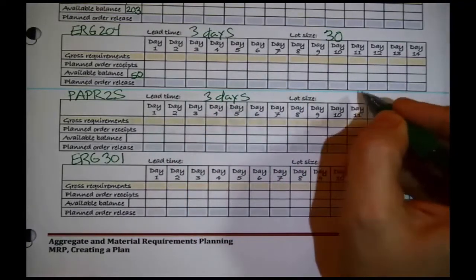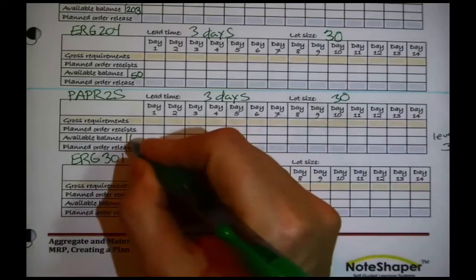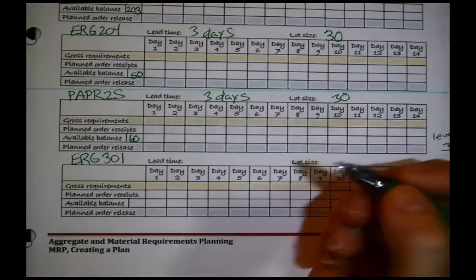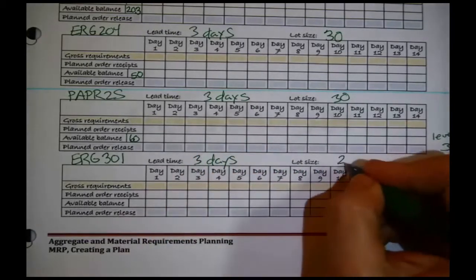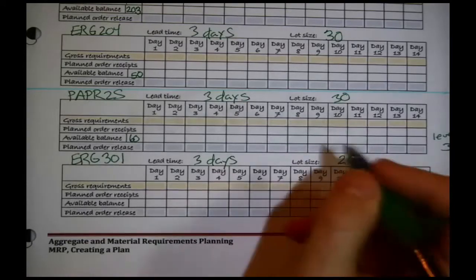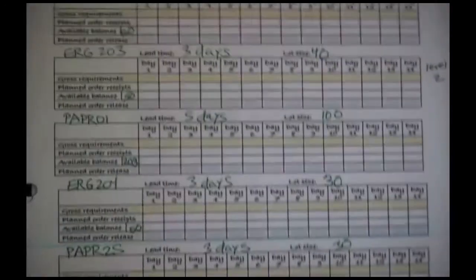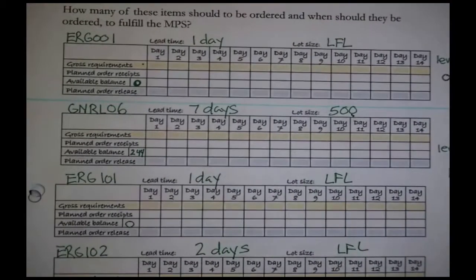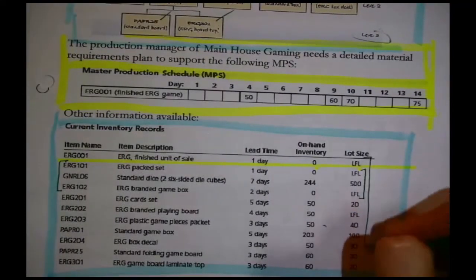Lot size of 30. Okay, there's 60 in stock right now. And then finally, ERG 301, 3 days of lead time. The lot size is 20, excuse me. The lot size is 20 because there's 60 in stock. All right, phew. Now, wait a minute. Okay, there. You know what I just did? I just used all of that.